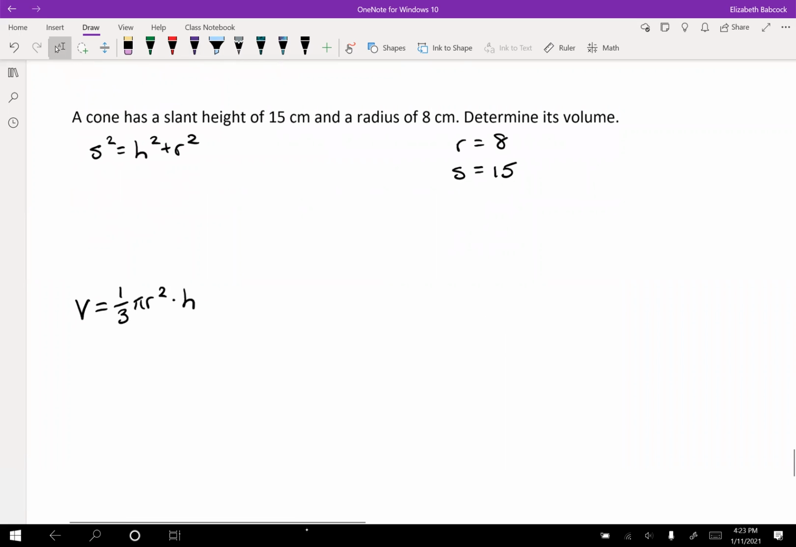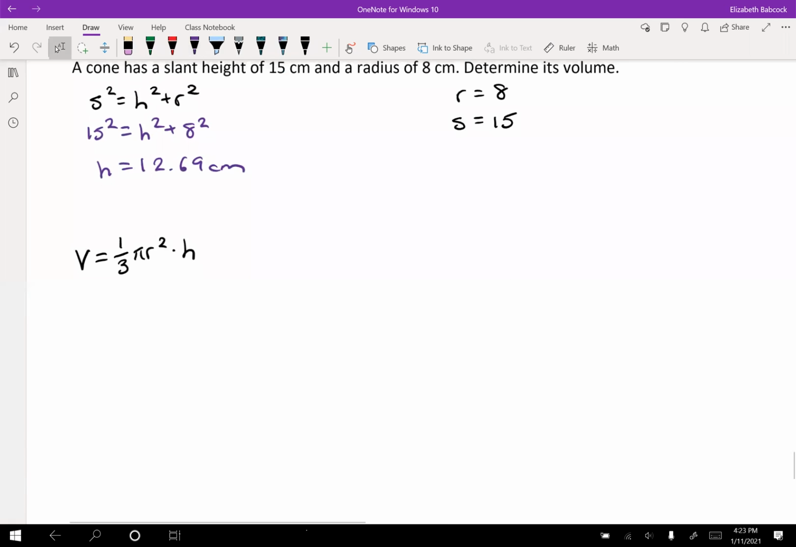Last problem. A cone has a slant height of 15 centimeters and a radius of 8 centimeters. Determine its volume. Well, this is where the Pythagorean theorem comes in handy. We have 15 squared equals h squared plus 8 squared. If we solve that out, 15 squared minus 8 squared, and then square root that answer, we get h is equal to 12.69 centimeters. We can then plug that into our equation.